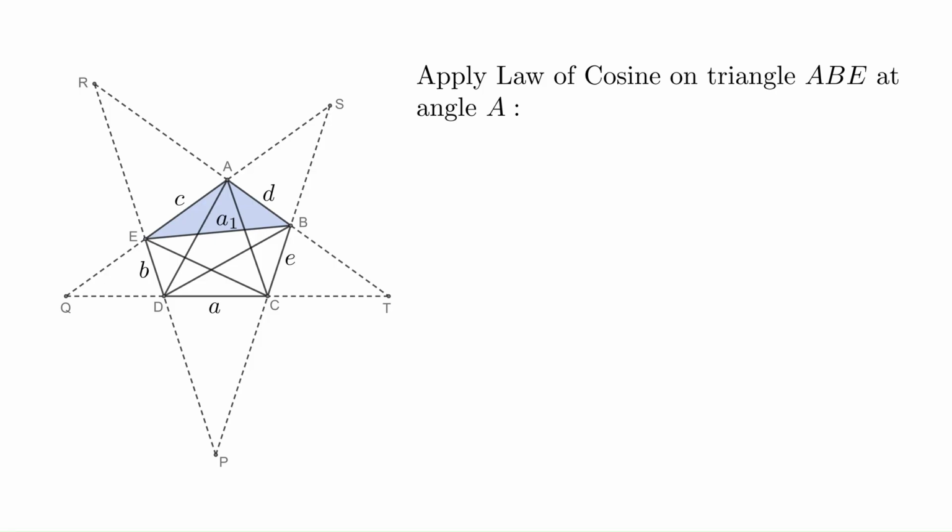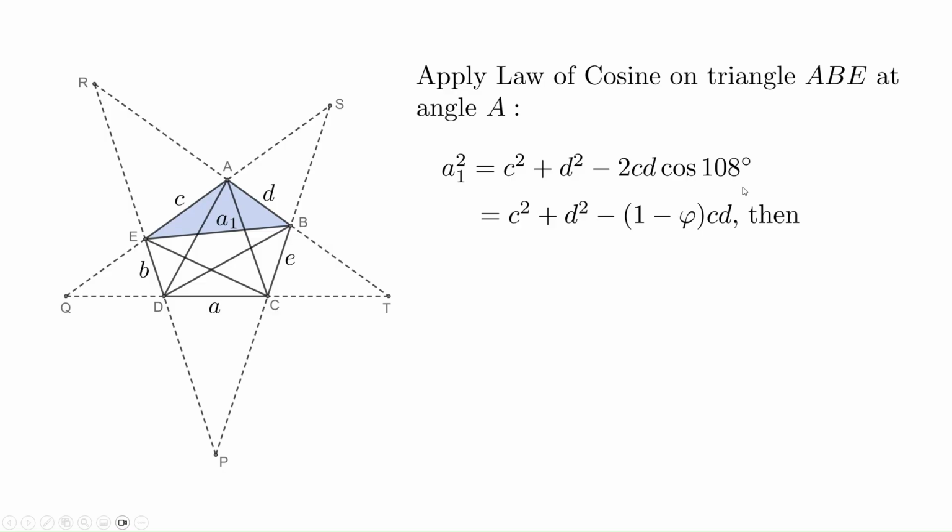We start with triangle ABE. Applying the law of cosines on this triangle at angle A. Angle A has a measure of 108 degrees. Its opposite side, BE, is a diagonal, with length A1. So A1 squared equals C squared plus D squared minus 2CD times cosine of the measure of A, which is 108 degrees. We already know cosine of 108 degrees is 1/2 of 1 minus root 5 ... times 2 here.